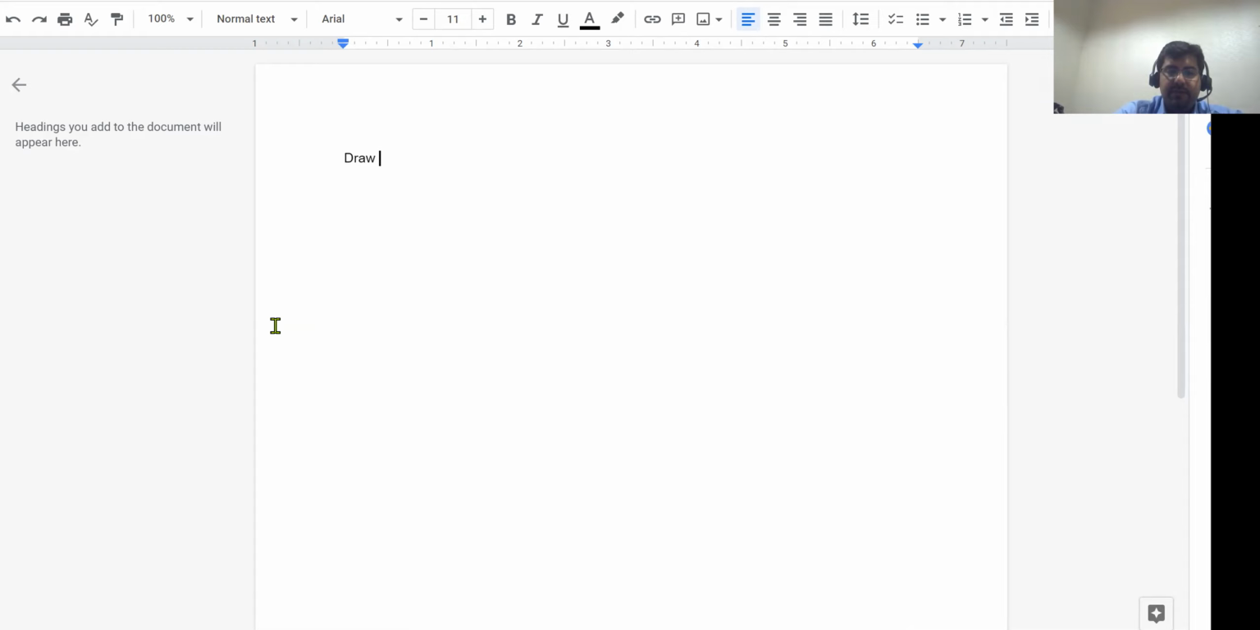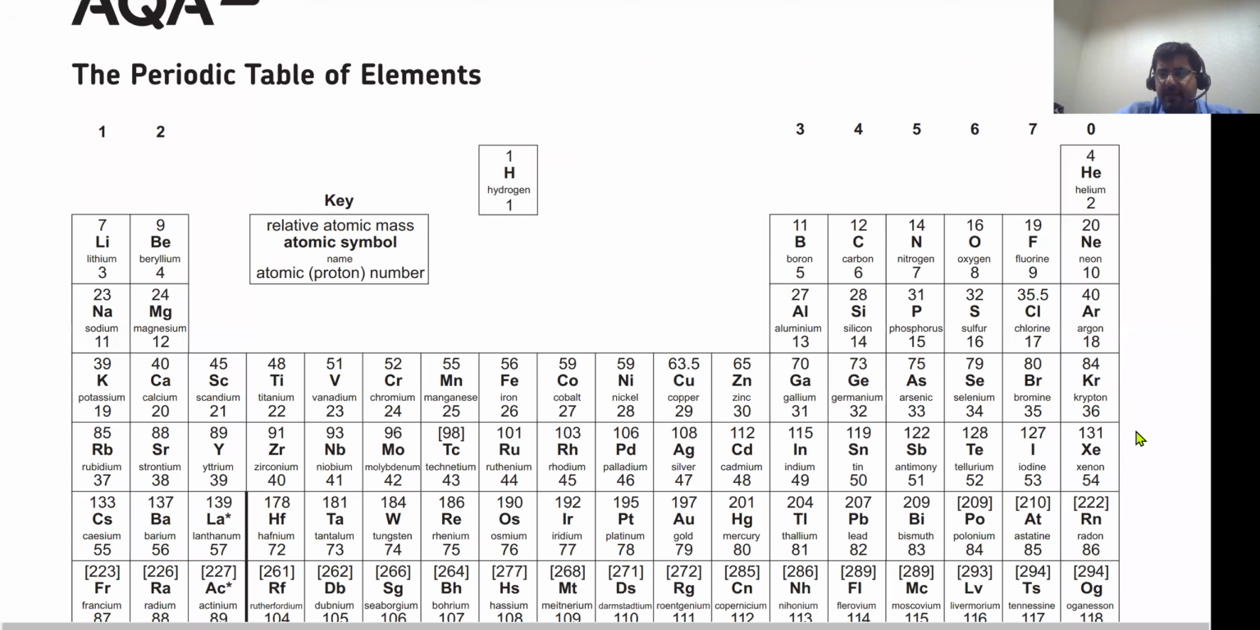You were supposed to draw the structure of the atom with the whole shells, and you were supposed to write the protons, neutrons, and electrons of the first 20 elements. So that was number one. Number two is you were supposed to state, don't draw, just put dashes and write the electronic configuration. We did it for bromine, and now do it for gallium.